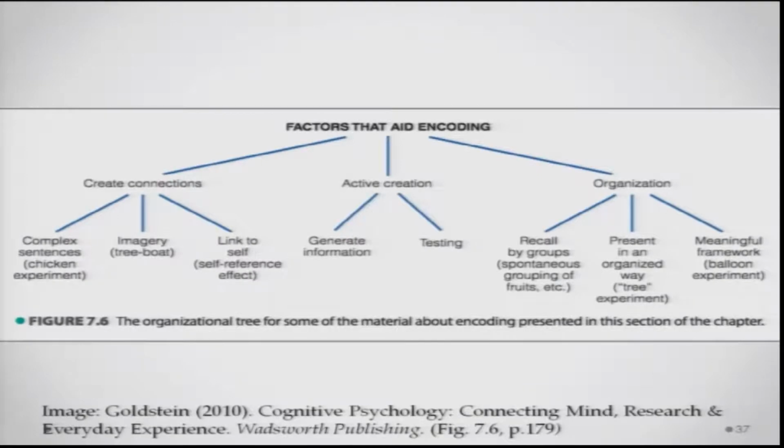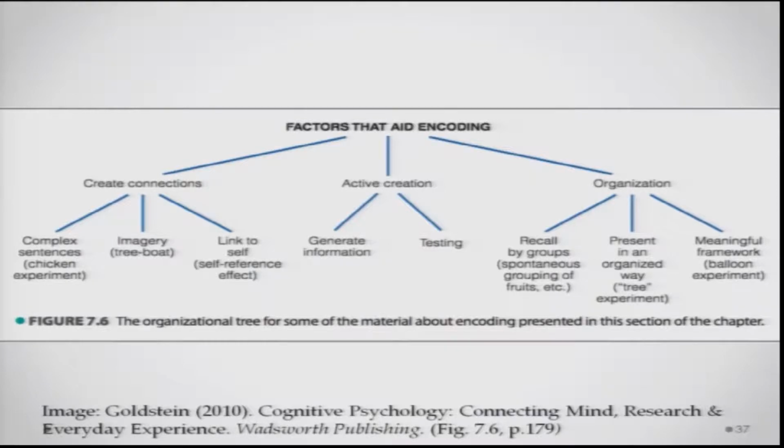So here let us try and summarize what all factors could be used to encode information better, and how encoding information better can improve your recall and retrieval of that information at a later stage. So one of the ways is you have to create connection. You could create complex sentences, you could do your own imagery, or you could link the information to yourself.